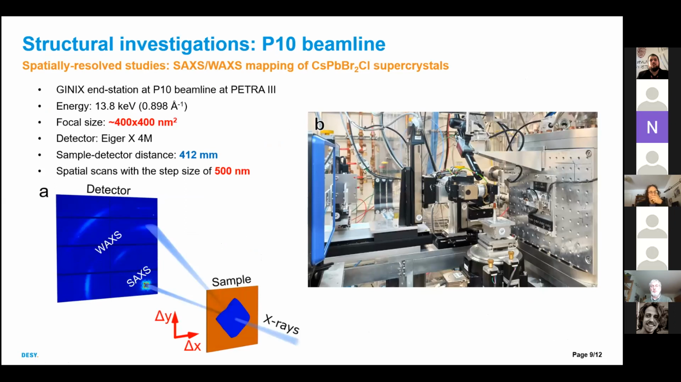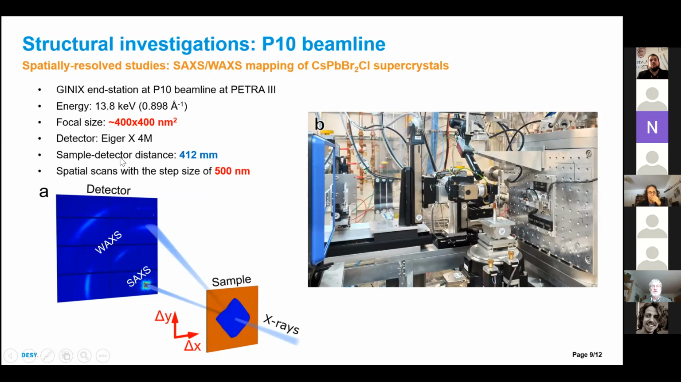And to perform X-ray studies, we made a very similar experiment to what Nastasia has just shown. First of all, we performed measurements at the PCAM beamline at the Petra 3 source, and we used the specific Ginix end station. We measured at an energy of 13.8 keV, and what was important for these measurements was that the focal size was 400 by 400 nanometers. The detector was an Eiger detector.